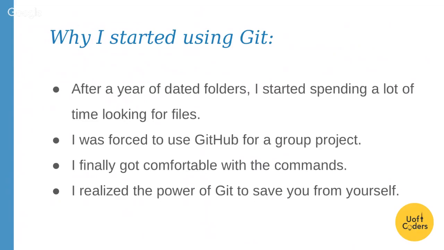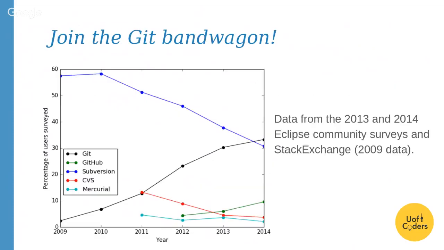Like I said, I started to spend a lot of time looking for stuff. And then I was also forced to use GitHub for a group project, which was really good motivation to learn it. And I had a moment where I was working on some code, and then something just inexplicably stopped working. Because of Git, I was able to go back to a previous version, even though I didn't know exactly what I had changed, and see what I had done.